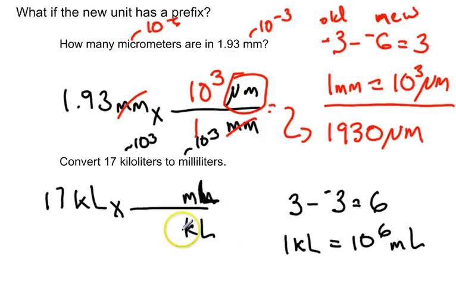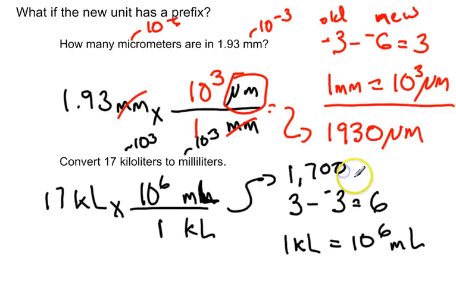And so now that we have our conversion factor, you just plug it in. Okay, kiloliter, 1 on the bottom, milliliter, 10 to the 6th on the top, and you do your math and you get your answer. 17,000,000 milliliters. Okay.